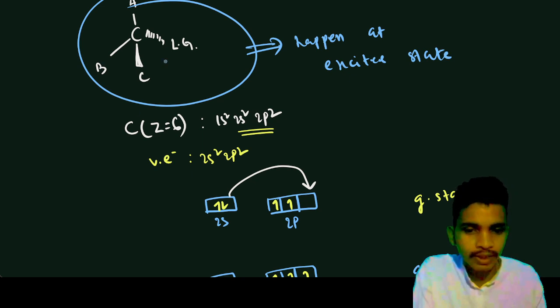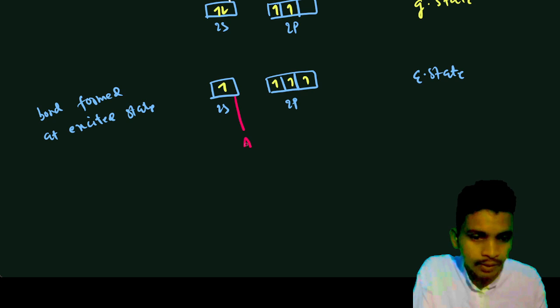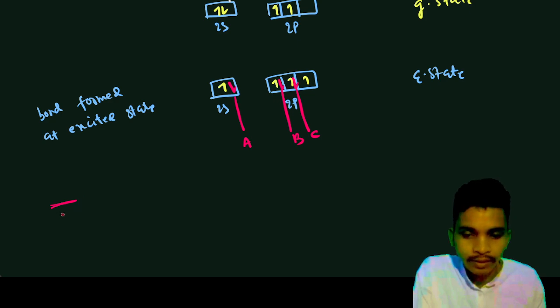It means that A, B, C are leaving groups here. So let's say here we have A, here we have B, and here we have C, and due to that they will make bonds. Whenever we say this bond, it represents two electrons. The two electrons make the bond.